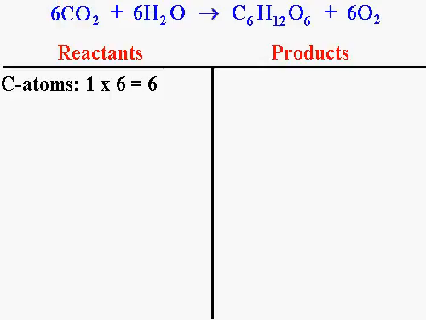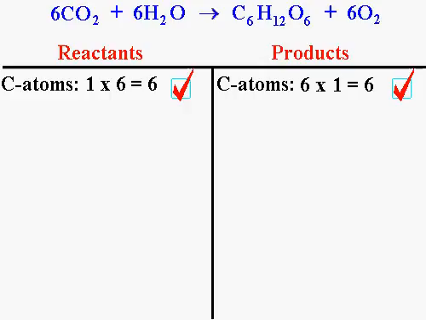If I move to the product side of the equation, the carbon atoms are in the molecule C6H12O6. The subscript of 6 next to the carbon means there are 6 carbon atoms in every molecule. There's no number to the left of the molecule, so that tells us there's only one molecule of C6H12O6 in the equation. So I take the number of carbon atoms in the molecule, 6, multiply by the number of molecules, 1, and I find that there are 6 carbon atoms on the product side of the equation. All right. Well, the carbon atoms match. There are 6 on the reactant side, 6 on the product side. So those atoms balance. Let's move on to the next atom.